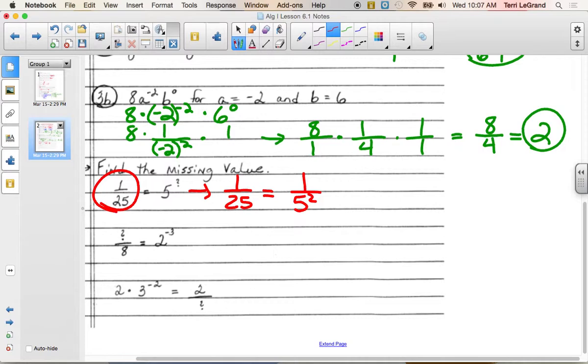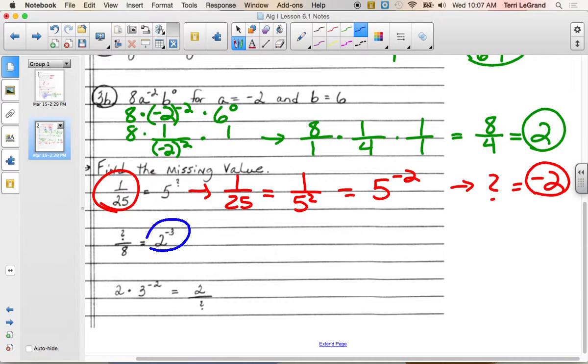Well, 1 over 5 squared came from 5 to some power. What power did it make? Negative 2. So this is really the same as 5 to the negative 2 power. So did we find our question mark? Yes. Our question mark is negative 2. 5 to the negative 2 power is the same as 1/25. Anything there you want to talk about?